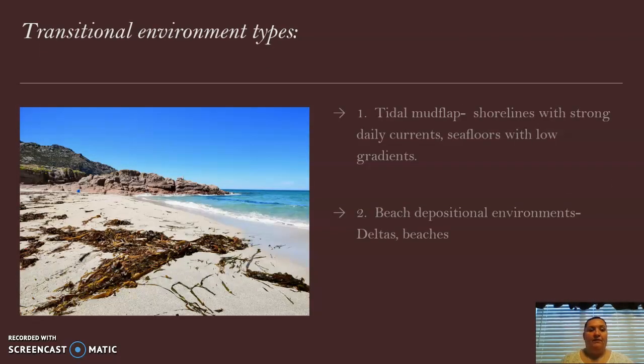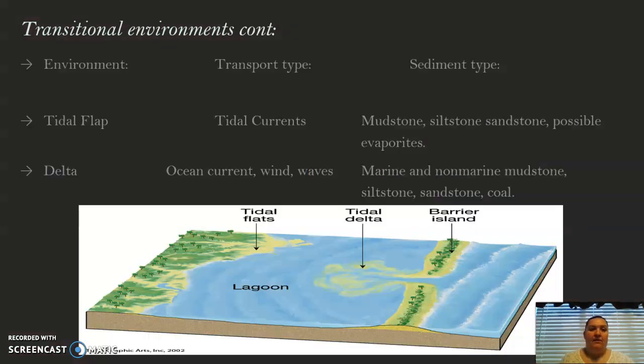All right, here are a couple of different transitional environment types. Tidal mudflats are shorelines with strong daily currents and seafloors with low gradients, or beach depositional environments, which are deltas and beaches. Here's some more information on the environment, the transport type, and the sediment type again for transitional environments. The tidal flat transport type is tidal currents, and the sediment type created is mudstone, siltstone, sandstone, and possible evaporites. In delta, the transport type is ocean current, wind, and waves. The sediment type created is marine and non-marine mudstone, siltstone, sandstone, and coal.